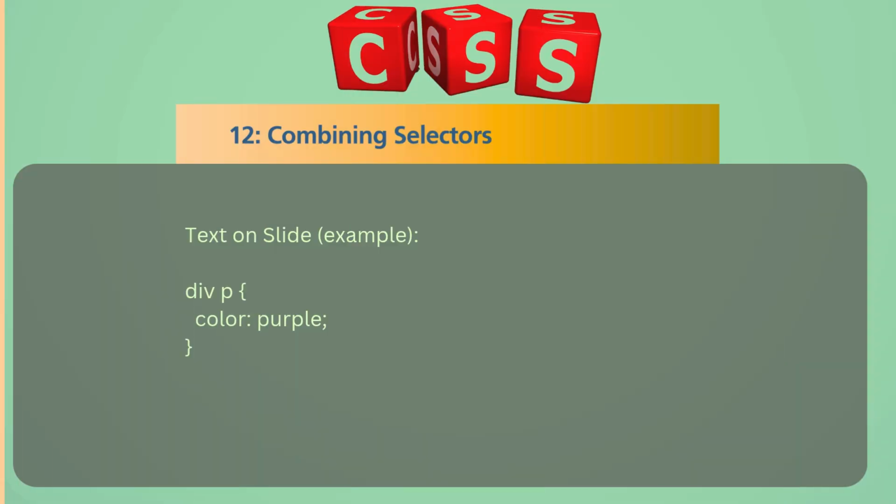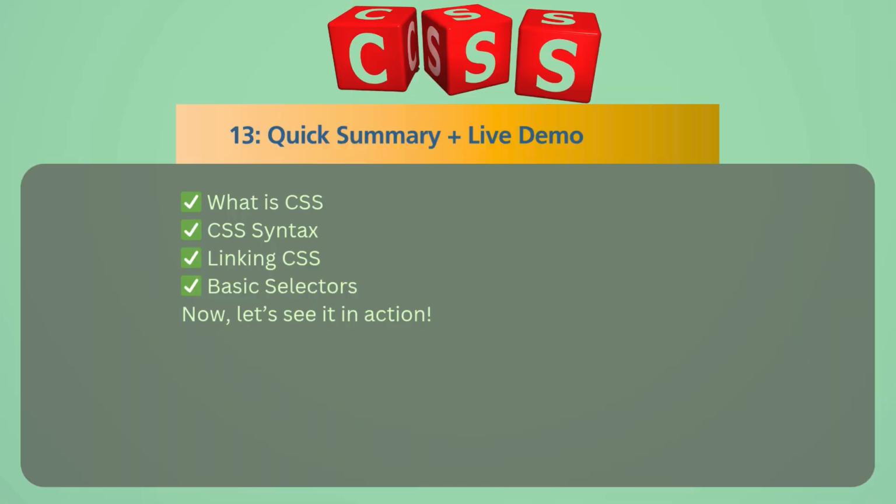Combining selectors. We can combine selectors to target specific elements inside others. For example, this targets only paragraphs inside div tags. You can see the div tag and within it the color purple, and you are using that p tag must be purple in color like that.